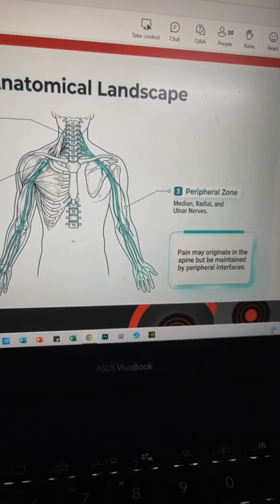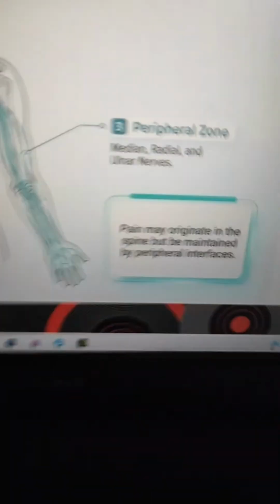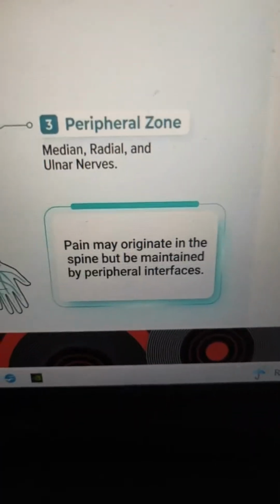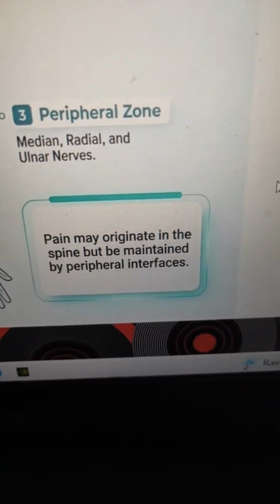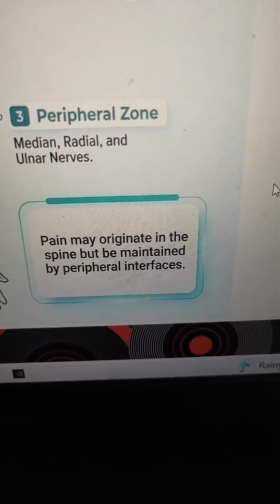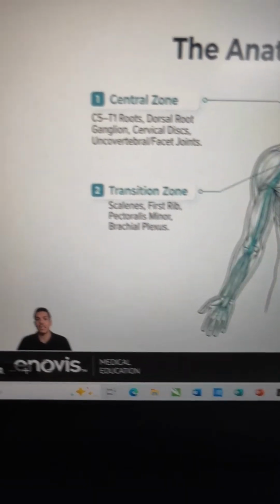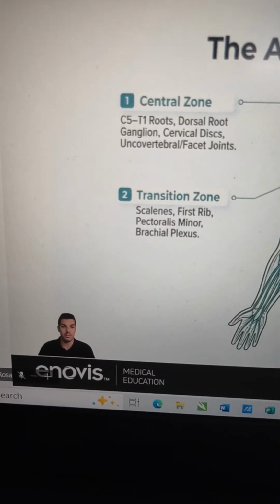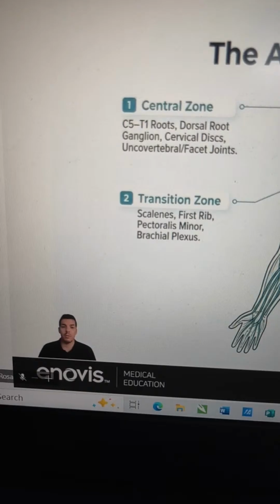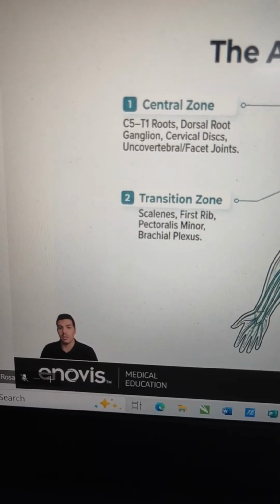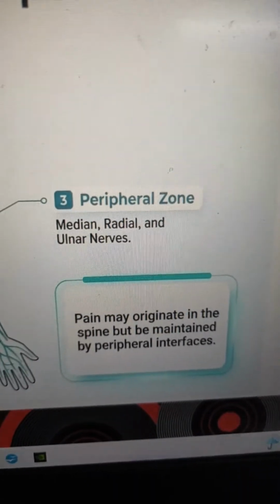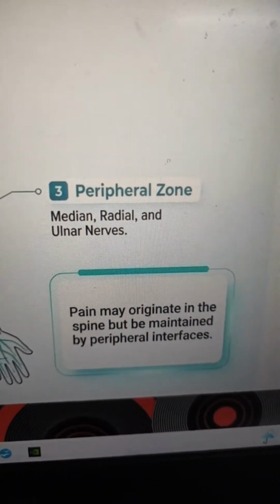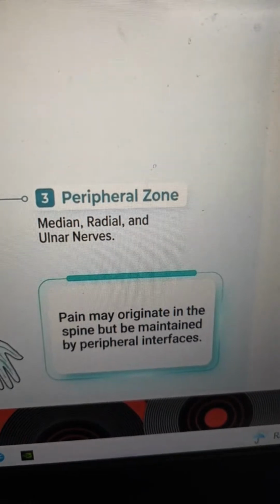The second would be a transition zone. Here we find structures such as the scalenes, the first rib, the pectoralis minor, and the brachial plexus itself. This region is especially important because the neural system passes through different mechanical interfaces before reaching the upper limb. The third would already be the peripheral zone, formed mainly by the median, radial, and ulnar nerves, each with their respective tunnels and potential sites of irritation.